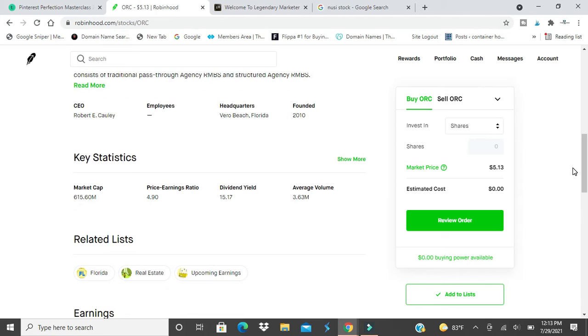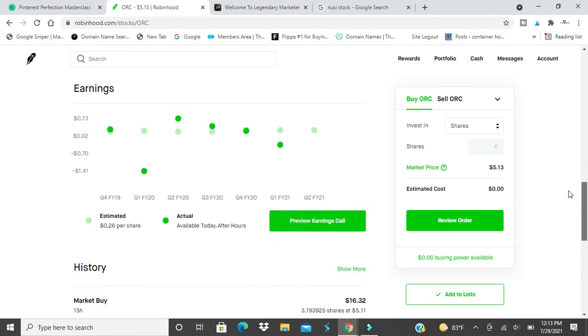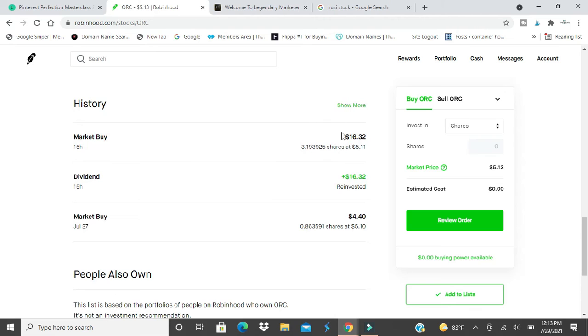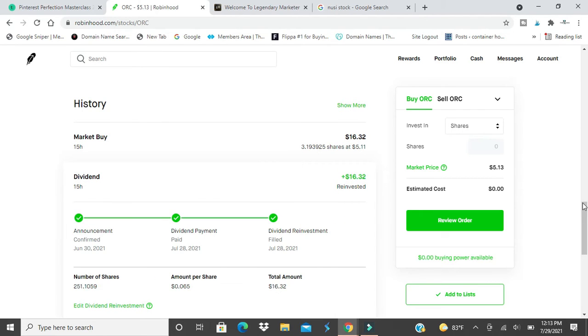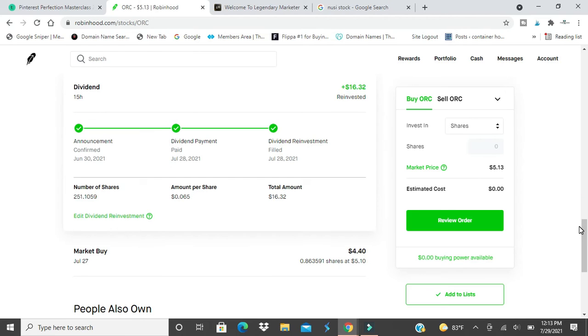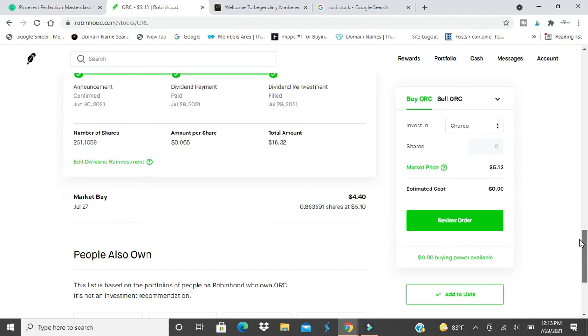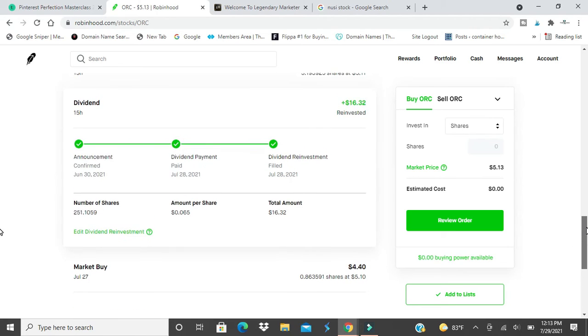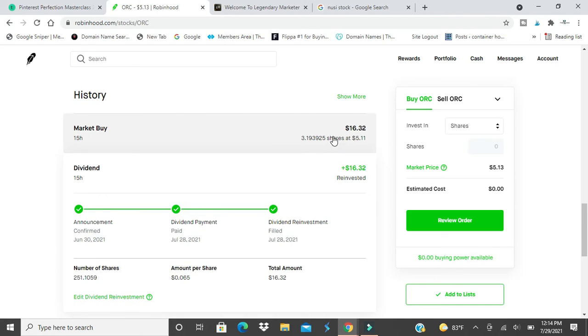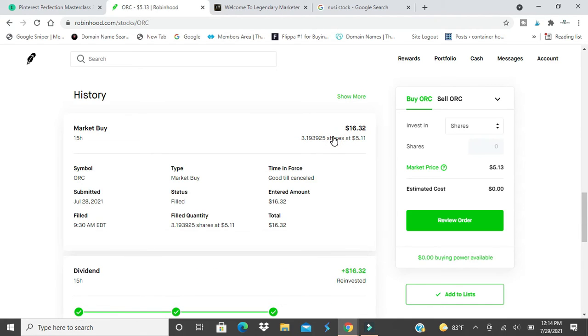that's what I did. Let's see if I can show you this. Let's see, history. Here's the reinvestment, $16.32, so I made $16 and reinvested, market buy. That was another day. But here we go, market buy today. Yeah, that was yesterday. So yesterday, excuse me, fulfilled.